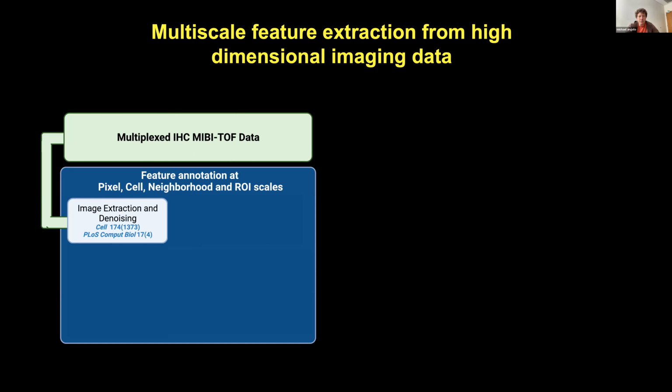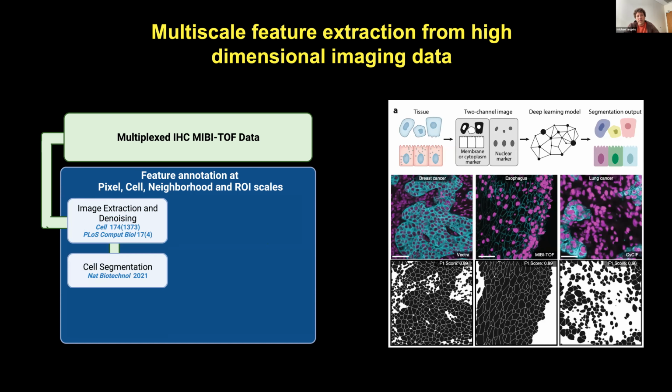Our pipeline begins with low-level image extraction, noise removal, and background removal. After that, we take those images and perform cell segmentation. Cell segmentation is simply the process of running the images through software to draw borders around each one of the cells in the image.